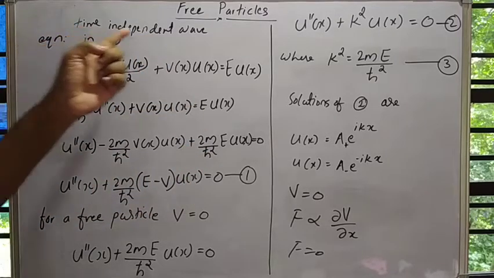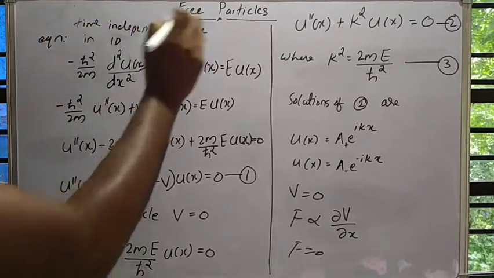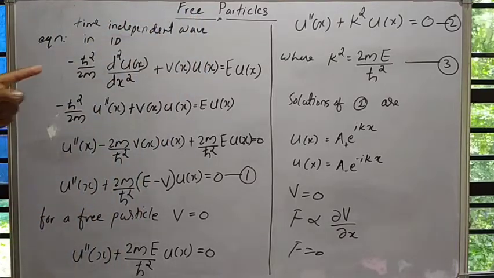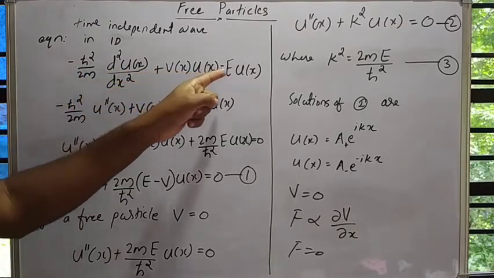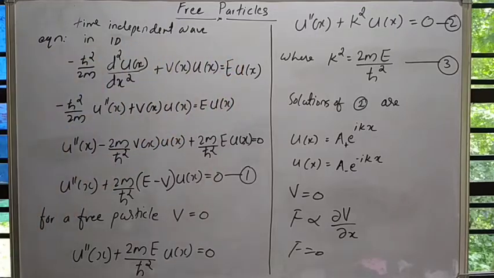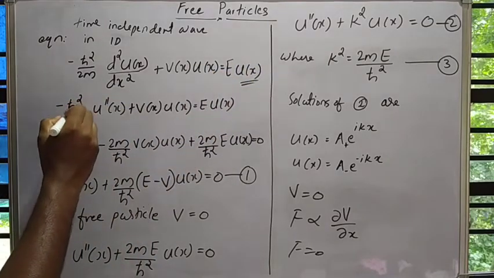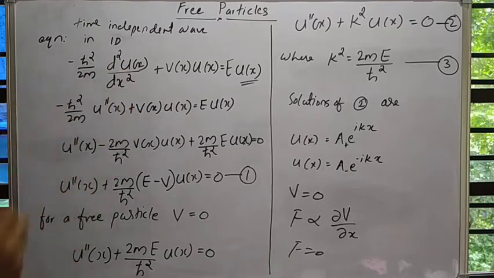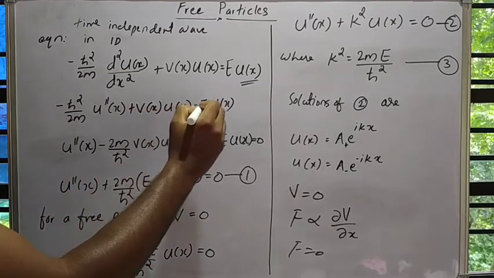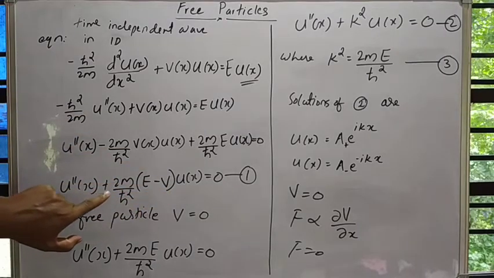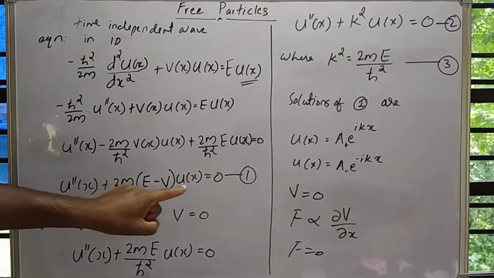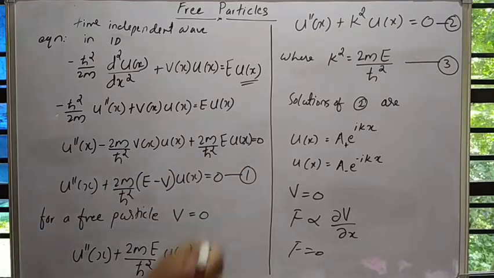Let us start. Time independent wave equation. We know the time independent wave equation in one dimension is minus h bar square over 2m d square u over dx square plus V of x u of x is equal to E into u of x, and u of x is the wave function. This can be written as minus h bar square over 2m u double dash of x plus V of x u of x equal to E u of x, and can be manipulated into u double dash of x plus 2m over h bar square (E minus V) u of x equal to 0, and put it as equation 1.